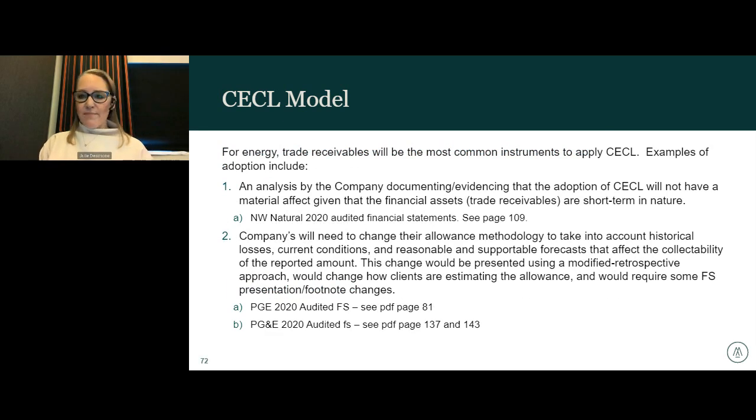Agreed. I already probably stole my own slide. Trade receivables are going to be the most common instruments to apply to CECL, and we want to give you some examples. The greatest thing about being a private company is we get to look backwards, or we get to look to our public companies because they've already had to do this. So we gave you some examples of publicly traded companies that have the information out on the internet of two different methodologies that were utilized. Feel free to take a look at those in determining what your CECL strategy is going to look like.